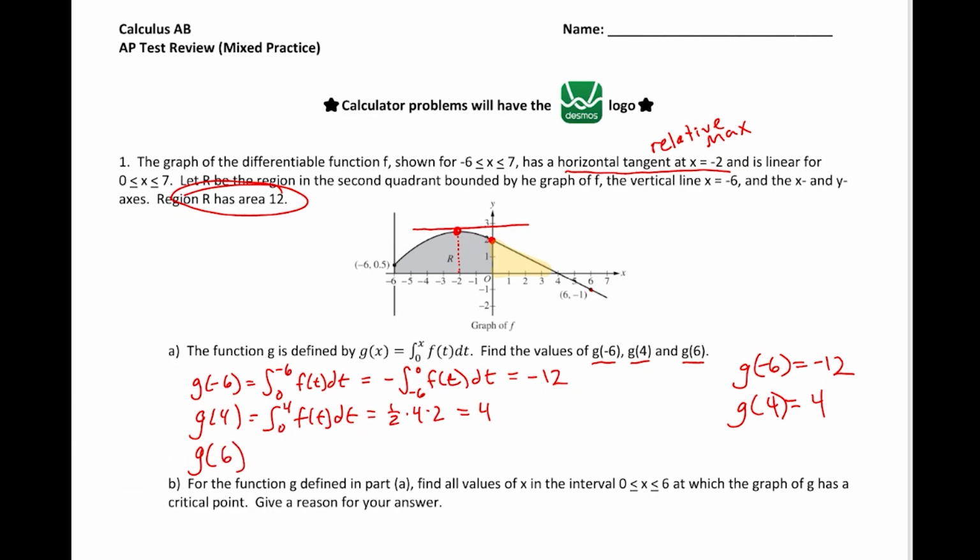Finally, g(6), we're going to calculate that very similarly. We've got not only the triangle that we just found, but then there's also this area under the curve between x equals 4 and x equals 6, right here, a little red triangle. And that area we're going to consider negative because it's below the x-axis. So this is going to be the area on top, 4, minus the area of this triangle, which is going to be 1/2 times the height, which is 1, times the base, which is 2. So half of 2 is 1, so 4 minus 1 is 3.